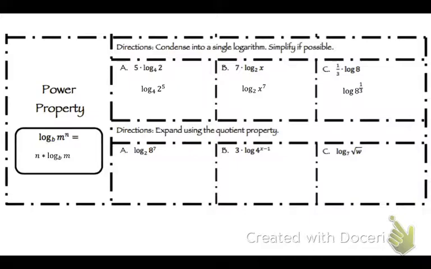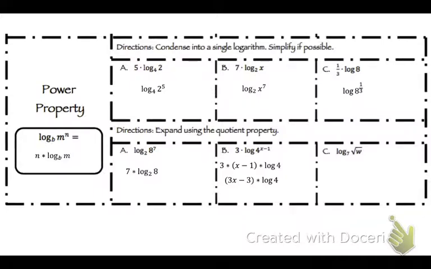Now, if we're going to expand these, I'm going to move it back. So that's going to be 7 times log base 2 of 8. On B, that's going to be 3 times x minus 1 times log of 4, which you can multiply that 3 in, so that's 3x minus 3 times the log of 4.